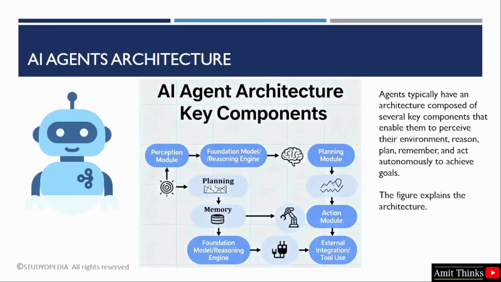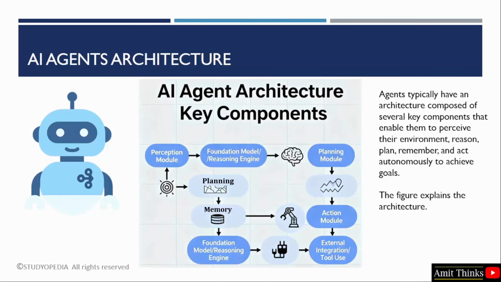Memory, as the name suggests, stores past interactions, facts and context for continuity and personalization, and enables long-term learning and retrieval to improve future decisions. The action module translates plans into executable commands or API calls, and acts as the motor system, triggering real-world or digital actions. External integration or tool use connects with external systems to extend capabilities. These external systems can be search engines, databases, or apps. It allows the agent to fetch data, automate tasks, or interact with other tools.